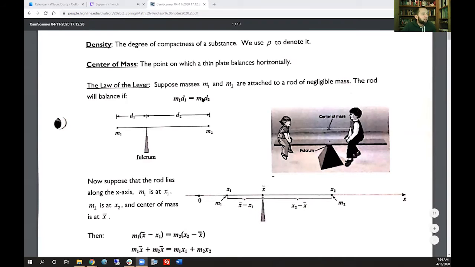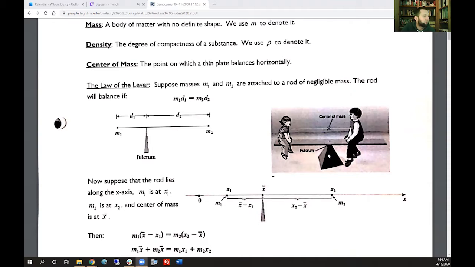So the law of the lever talks about how the distance from a fulcrum, or from a balance point, impacts the center of mass. For example, the little child that's far from the fulcrum has just as much impact on the balance point as the larger child who's closer to the fulcrum. And we all know this from our time on a seesaw or a teeter-totter, depending upon what you call it.